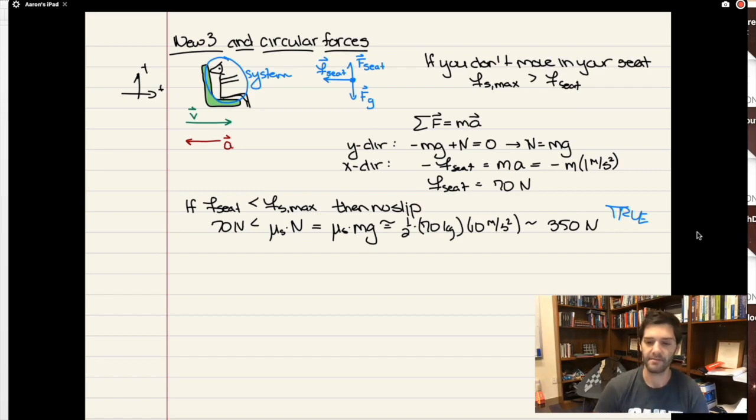If the acceleration I experienced was even higher, notice what that would do: it would increase the force from friction that the seat would have to provide. It wouldn't just be 70 newtons, it would be something larger. You can imagine if the acceleration is high enough, eventually what is now 70 newtons would exceed 350, in which case I would begin to slide in my seat and I would go face first into the steering wheel.